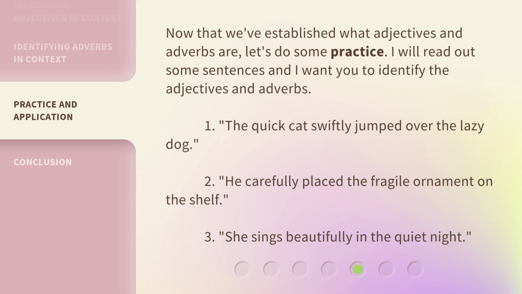Now that we've established what adjectives and adverbs are, let's do some practice. I will read out some sentences and I want you to identify the adjectives and adverbs. 1. The quick cat swiftly jumped over the lazy dog. 2. He carefully placed the fragile ornament on the shelf. 3. She sings beautifully in the quiet night.